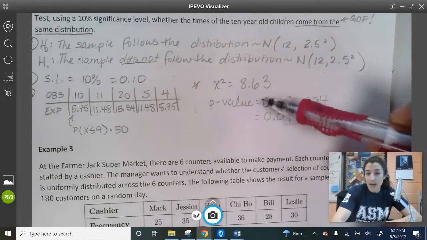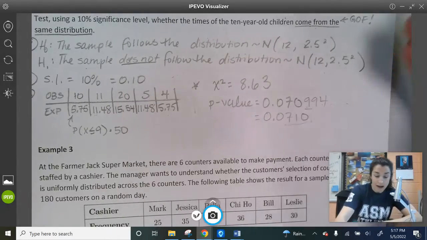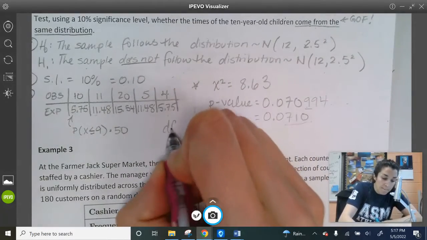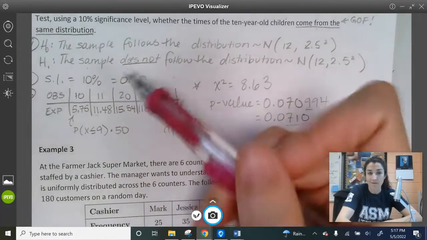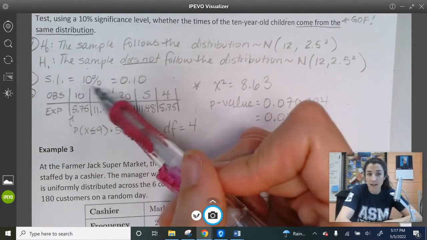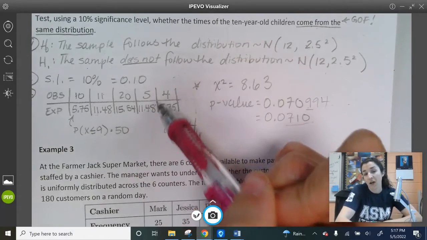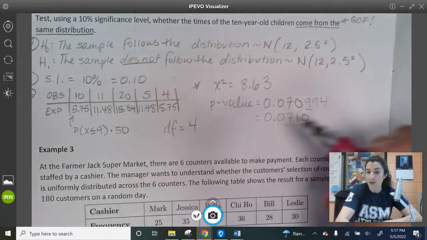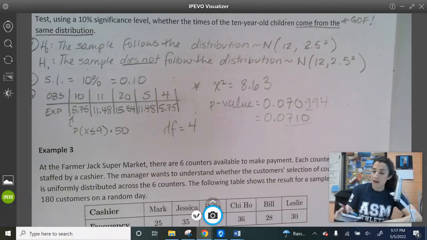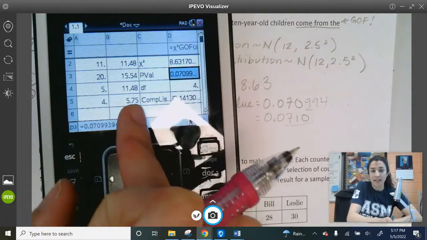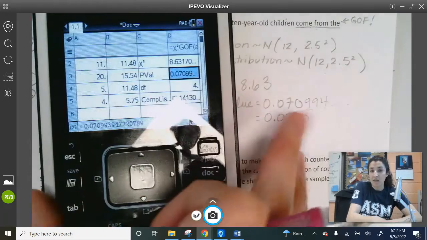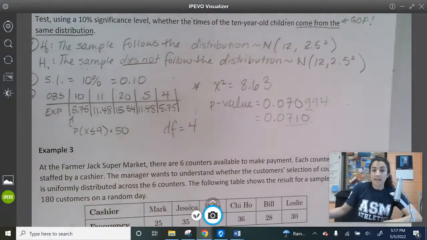Anyways. So that's our chi-squared value and our p-value. Remember that your degrees of freedom is always one less than the number of options that you have. And so since we have 5 options, 1, 2, 3, 4, 5, we take one less, and so that will be 4. So the degree of freedom is 4, which you'll notice I put into here. Observed, expected, and then those should be the values that you get.